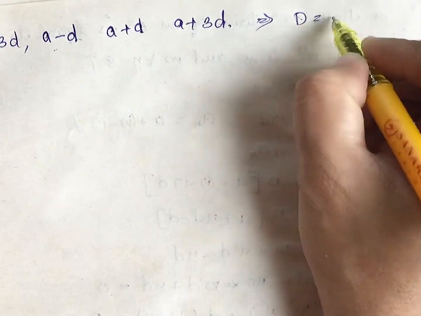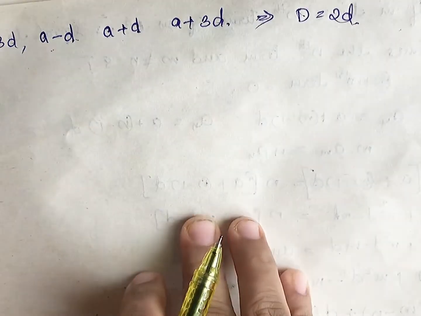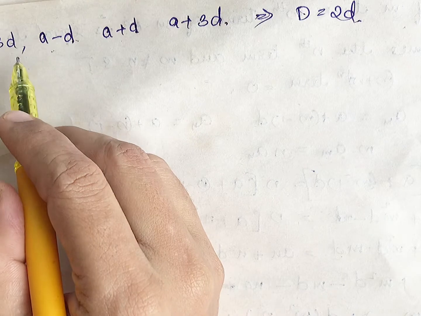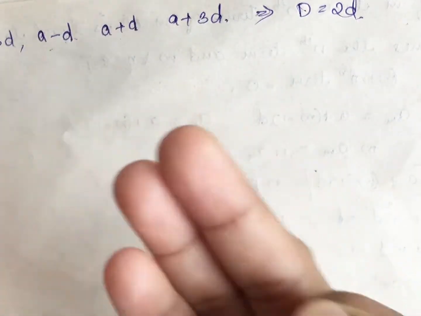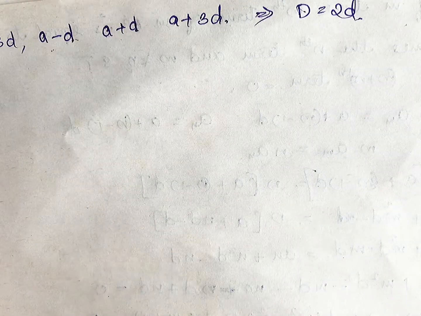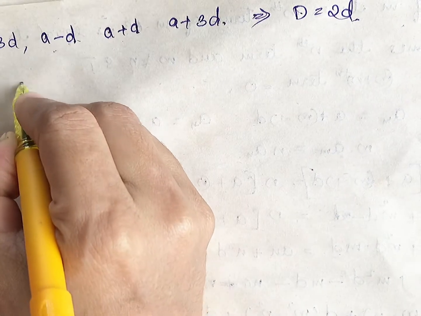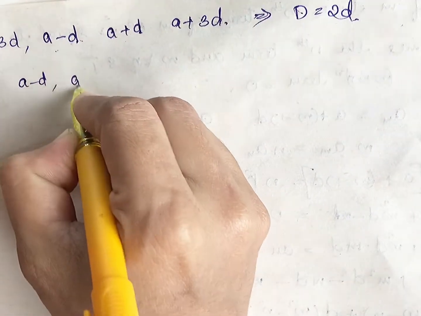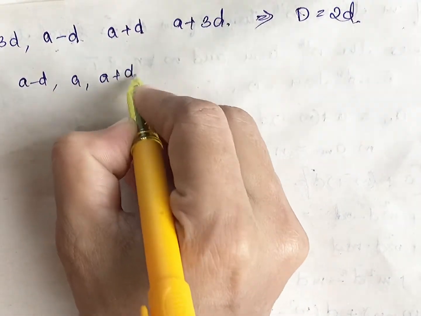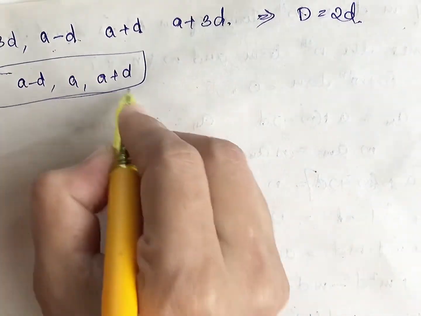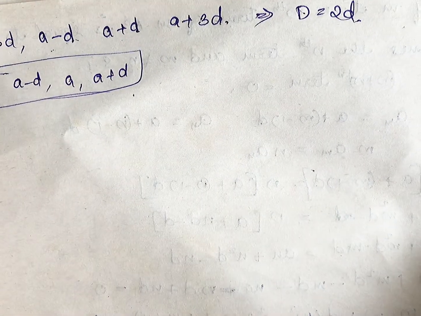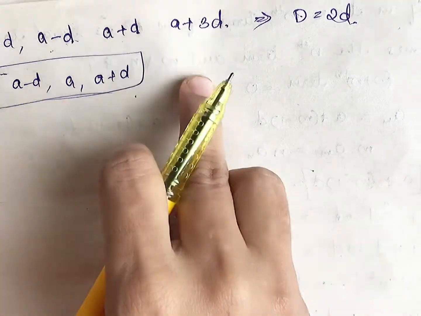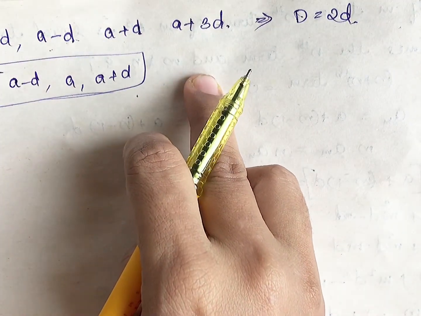Common difference g will be equal to 2 into small d. If we are asking the question about the sum of 3 terms or any odd number of terms, we will take a minus g, a plus g, etc. This is for additional information, so keep it in mind. And here we are given that the sum is equal to 32, right?